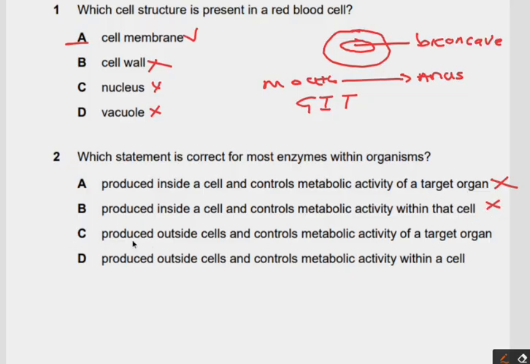Then C is saying produced outside cells. Of course, they are produced outside the cells, and what do they control? They control metabolic activities of the target organs. I've said that what controls the target organs are hormones. For example, adrenaline is produced by the adrenal gland and has an effect on the target organs, like the heart, to increase the heart rate. So definitely D, saying produced outside the cells and controls metabolic activities within the cell, is going to be our answer. So the answer here is going to be D.